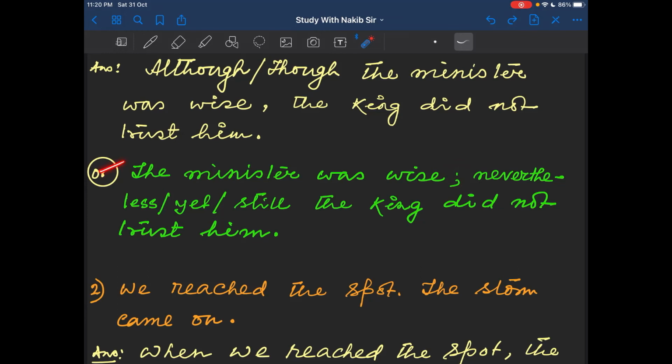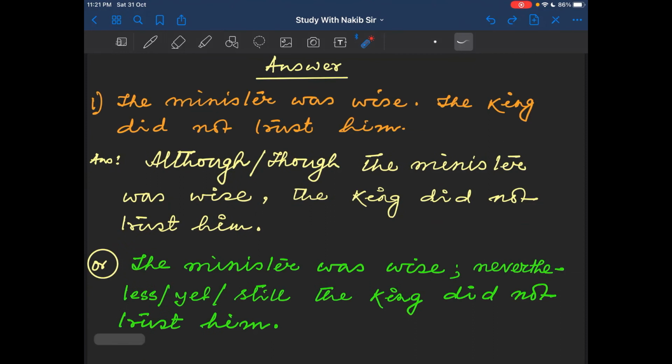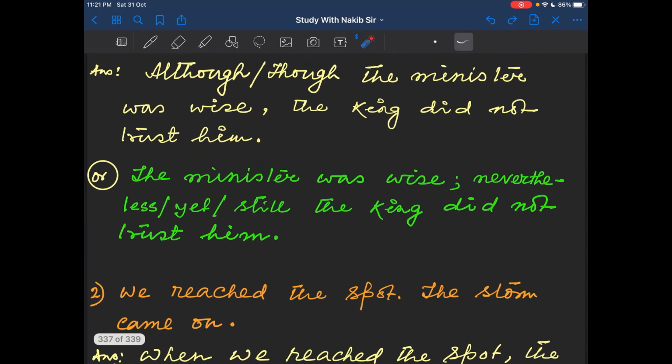Or see the second combination. The minister was wise, semicolon, nevertheless, or yet, or still, any one you like, the king did not trust him. These two ways you can combine these two sentences. First one is this and second one is this. You may choose any one you like.